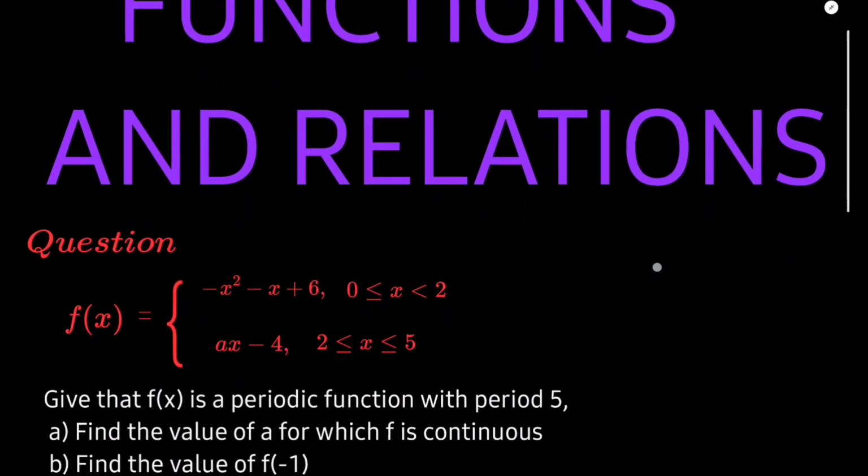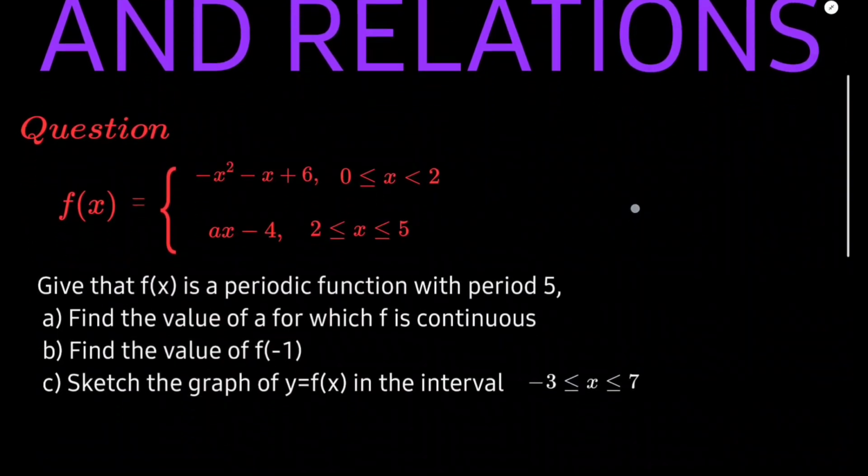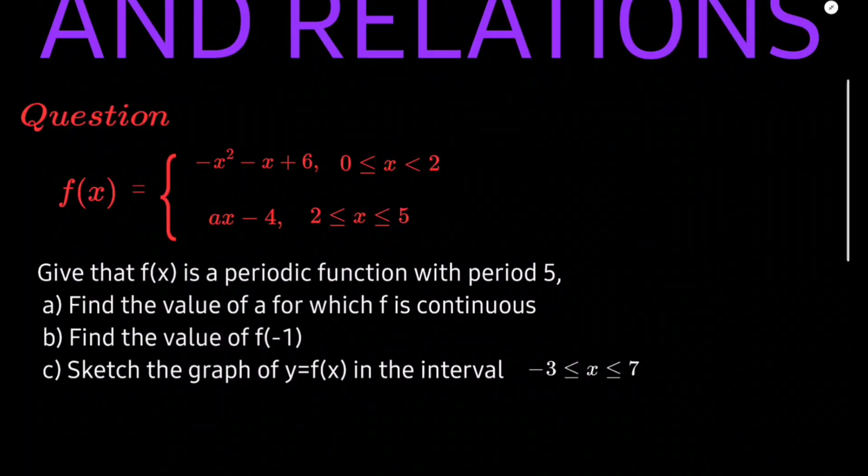In this video we are going to solve equations under periodic functions. So we have been given f of x as this. This is a compound periodic function. We have minus x squared minus x plus 6 in the interval x greater than or equal to 0 and less than 2, and ax minus 4 in the interval x greater than or equal to 2 and x less than or equal to 5.